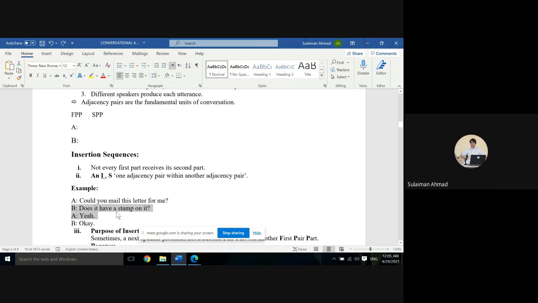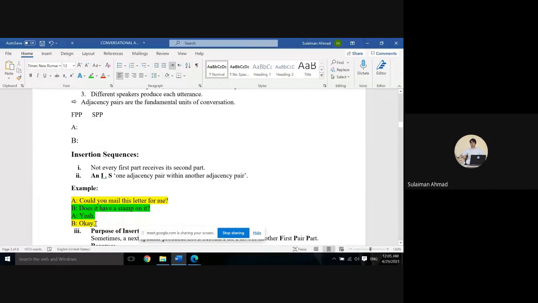But look at this now. Let me use different colors. This is an adjacency pair, the one highlighted as yellow. Now the one highlighted as green is actually an insertion sequence. Insertion sequence, look at this. Could you mail this letter for me?